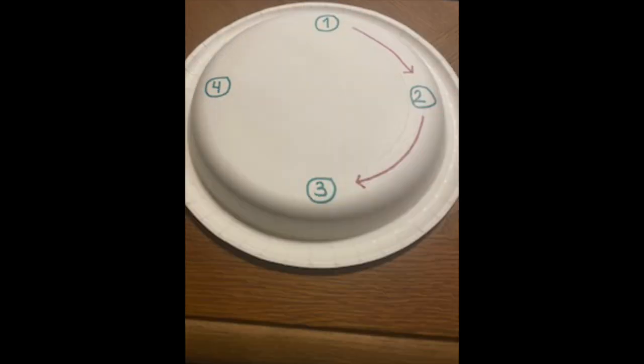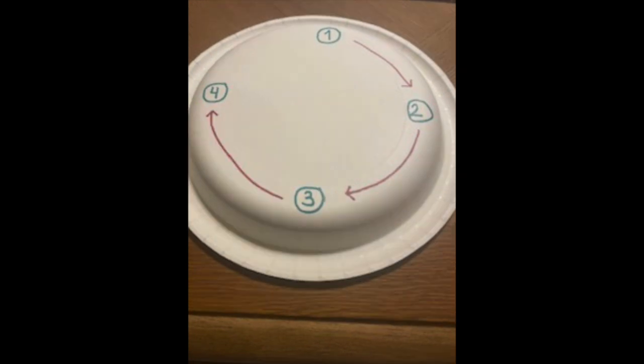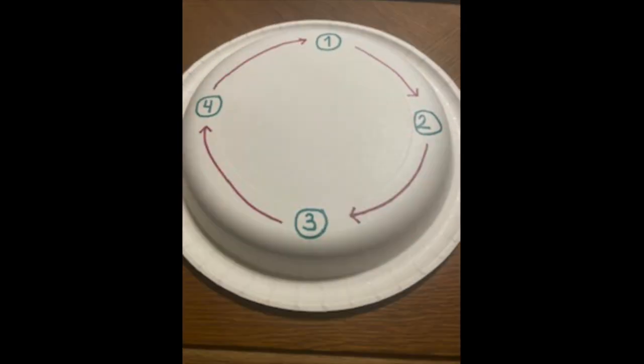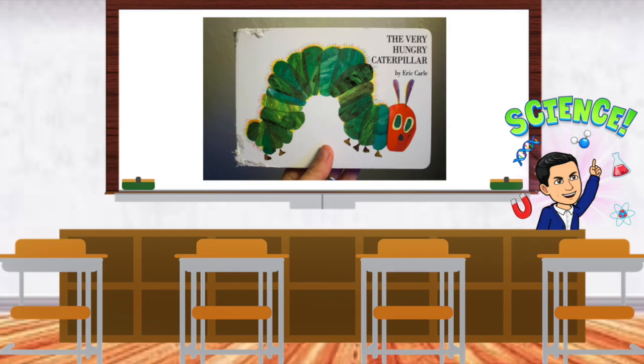Draw an arrow from number 2 to number 3. Draw an arrow from number 3 to number 4. Let's now close the cycle by drawing an arrow from number 4 to number 1. Alright scholars, our hands should be free now. Go ahead and put down your materials and let's focus on the story.